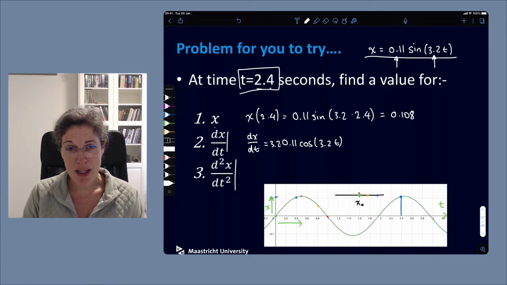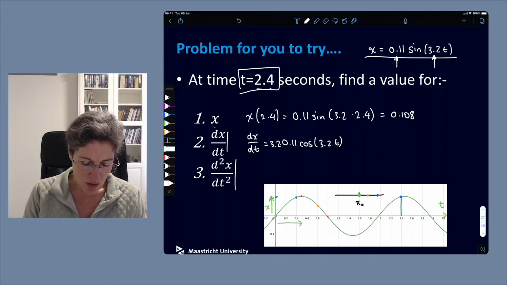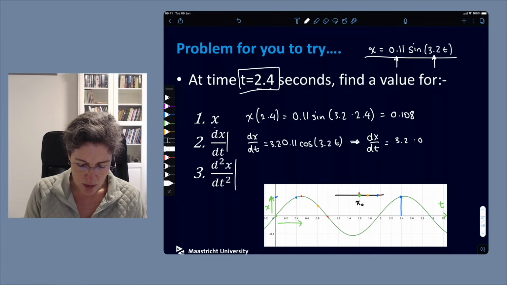I did that very quickly. If it's feeling hazy, please go and revise your differentiation. So now if we plug in 2.4, then we get dx by dt is equal to 3.2 times 0.11 cosine of 3.2 times 2.4. And again, plug this into your calculator and you should get 0.0609.